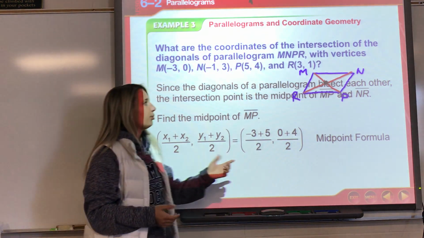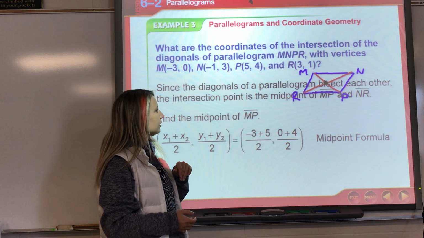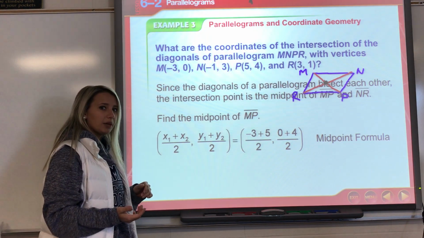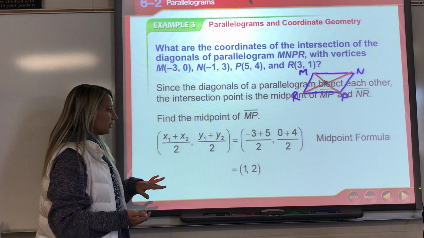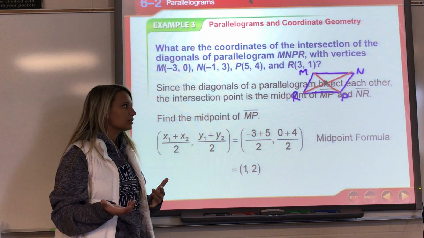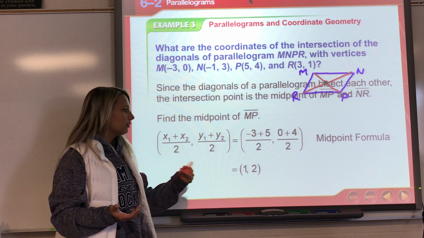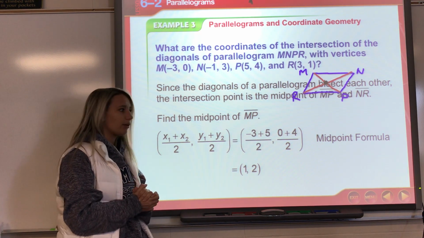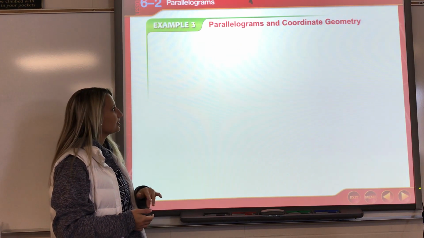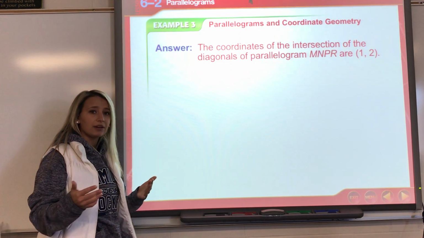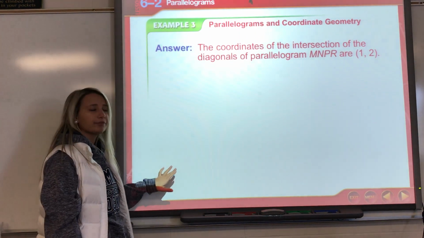So we're taking the point M and the point P, plugging it into the midpoint formula, solving it a little bit, and we get 1, 2. Now, do you guys think that if we use the points R and N, we would find that same point? Should be nodding your heads. We absolutely would. And I'll walk you through that one in the next example. So the coordinates of the intersection of the diagonals is 1, 2.